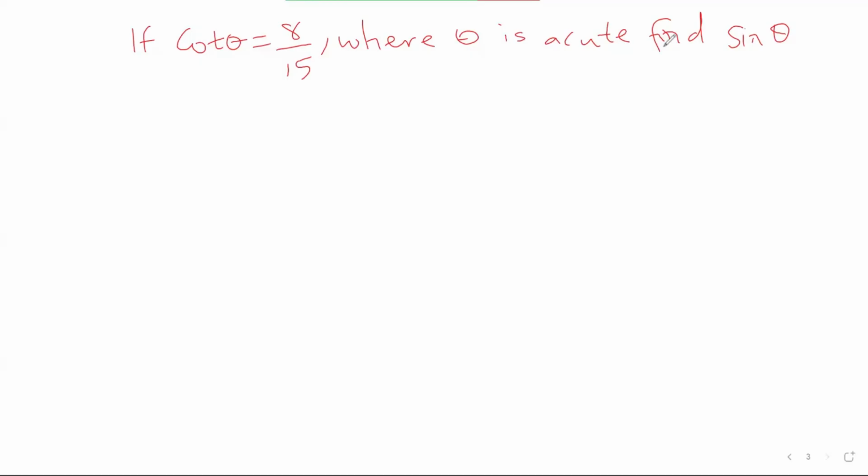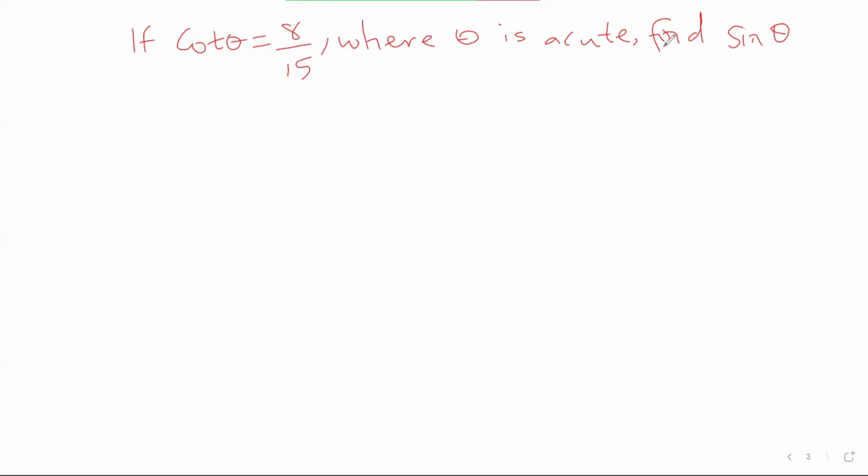All right, let's solve this question. The question says if cot theta equals 8 over 15, where theta is acute, find sine theta. So how do we solve this question?